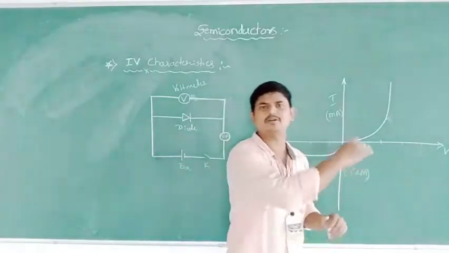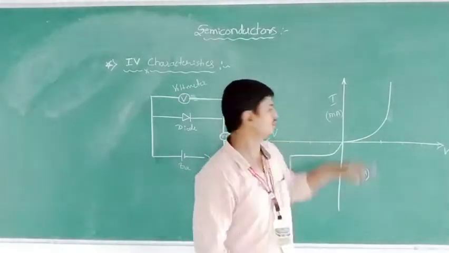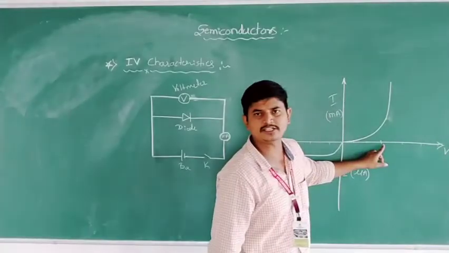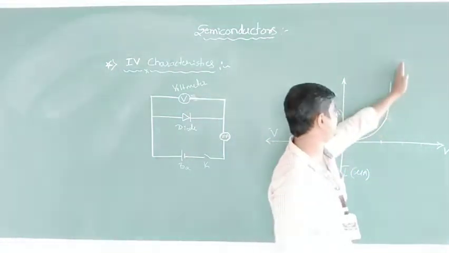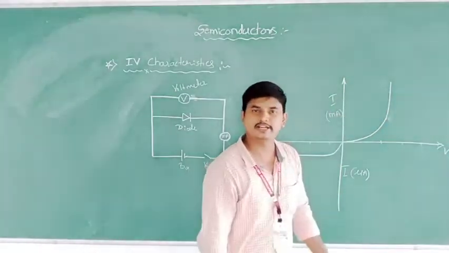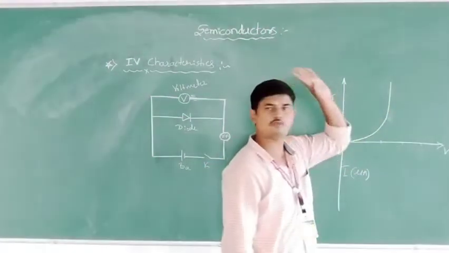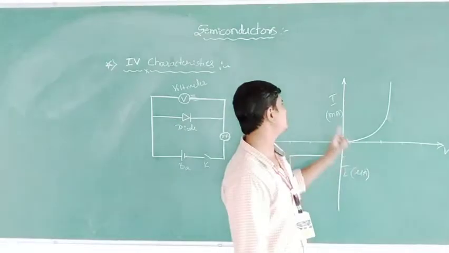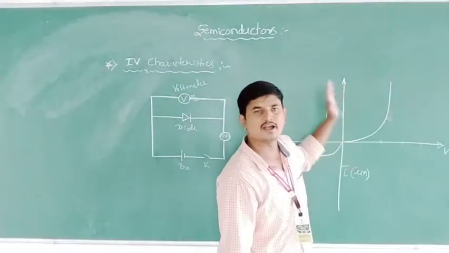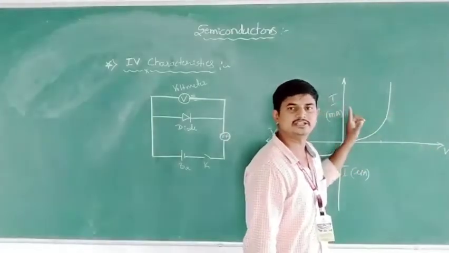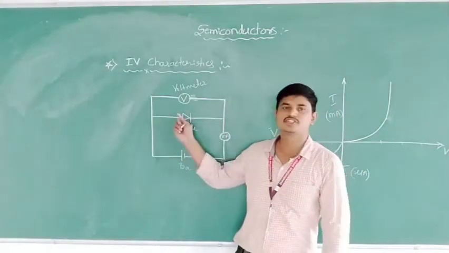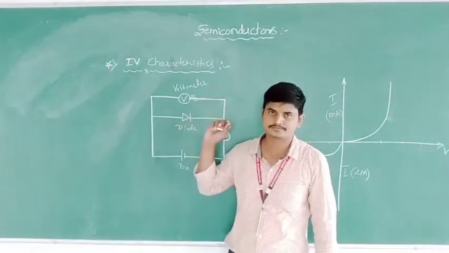There is a maximum flow of current through the junction. That is here, this is the point: threshold voltage or cutting voltage. At this point, there is an exponential flow of current, which is represented in the first quadrant. This is the IV characteristic: how the current varies with respect to voltage in the forward bias across the junction diode.